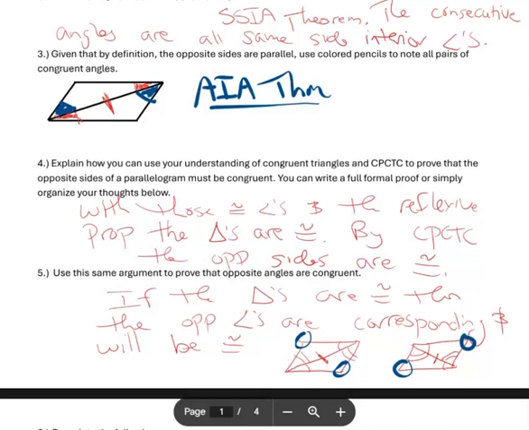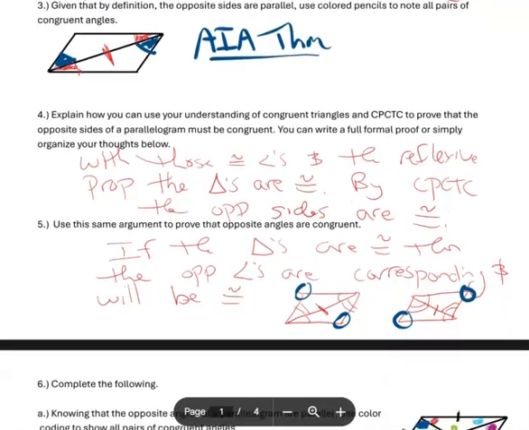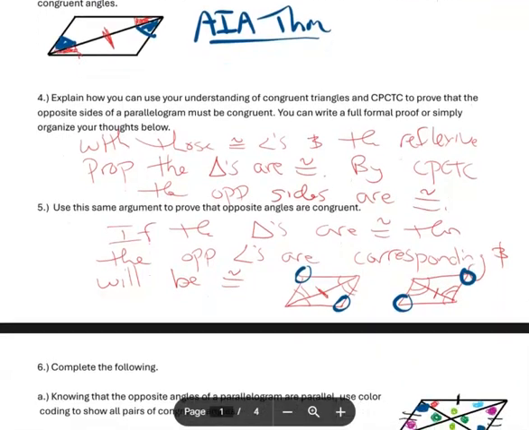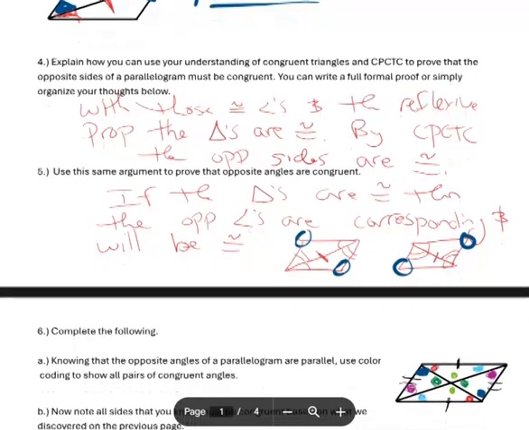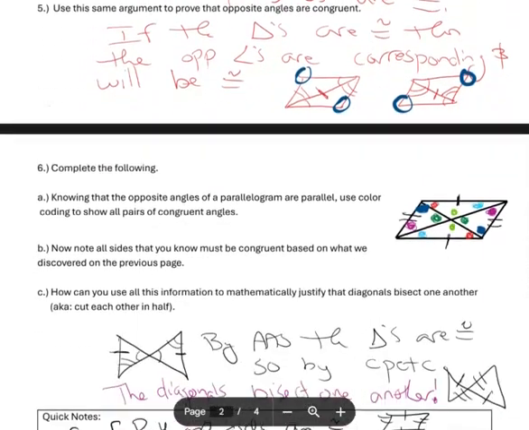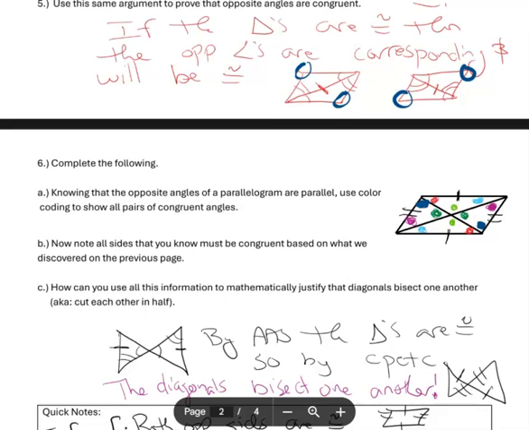Now the deal here though is if you're going to use CPCTC, you'd have to do two different proofs. You would make a diagonal going from bottom left to top right, and then from top left to bottom right, as you can see here. And once you have those two pairs of congruent triangles by ASA, then those leftover angles would be congruent by CPCTC.